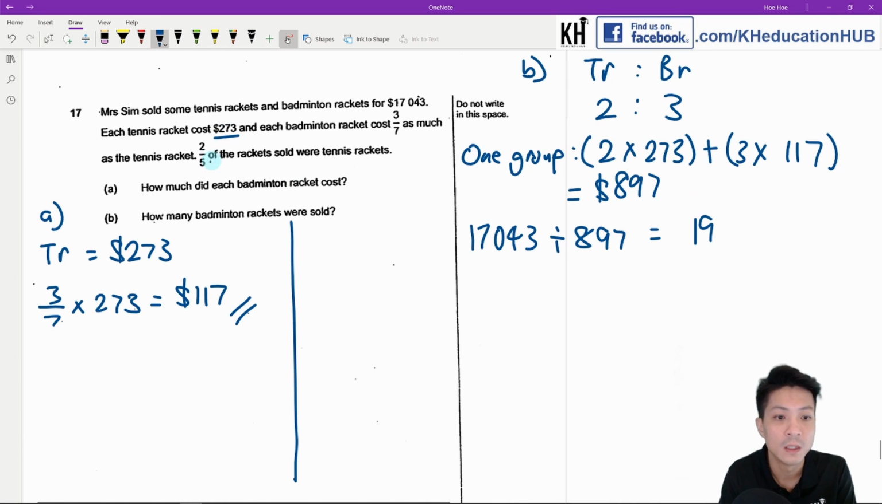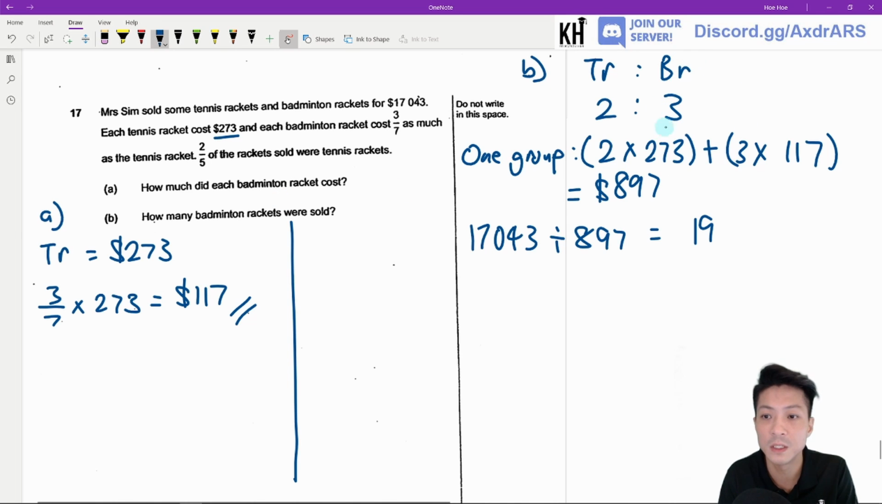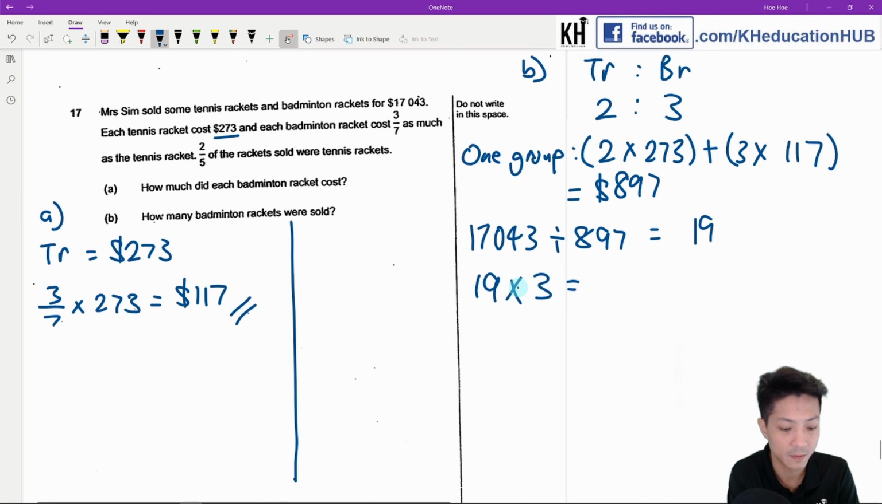Okay, so how many badminton rackets were sold? If you remember, in each group there are 3 badminton rackets, so it'll be 19 times 3, which is 57. So 57 badminton rackets were sold.